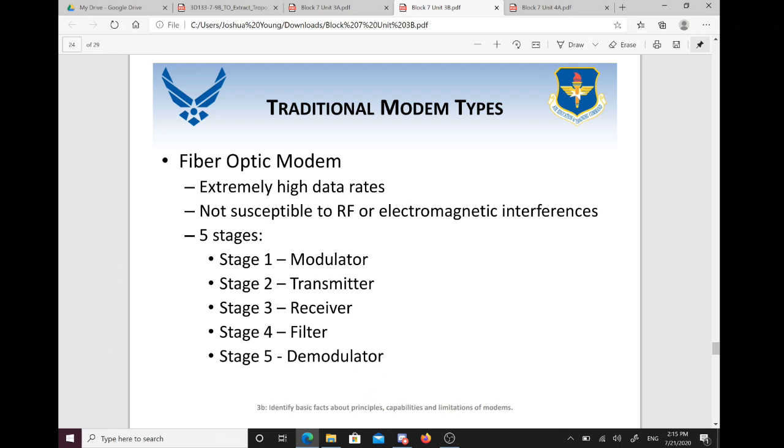Okay, so we have 5 stages in our fiber optic modem. First, we have our modulator, then the transmitter, receiver, filter, and then lastly, our demodulator. In any fiber optic modem, those 5 stages will be constant. So remember, whenever talking about fiber optic modems, those are the 5 stages associated with the data transmission and reception.